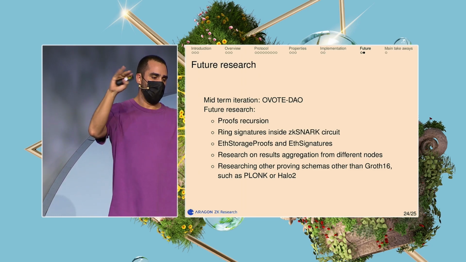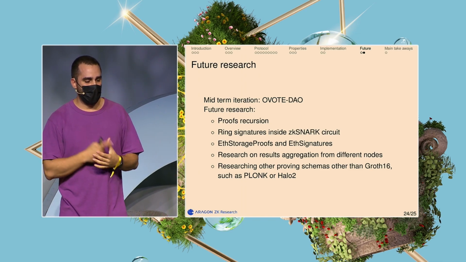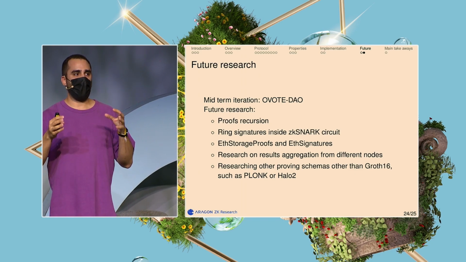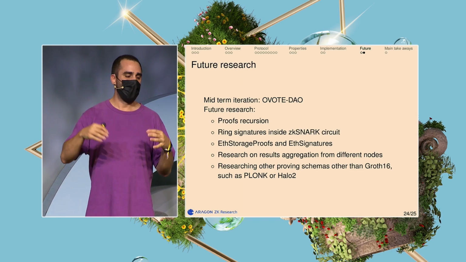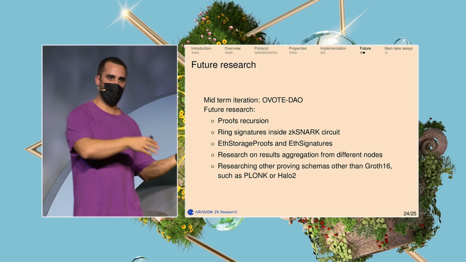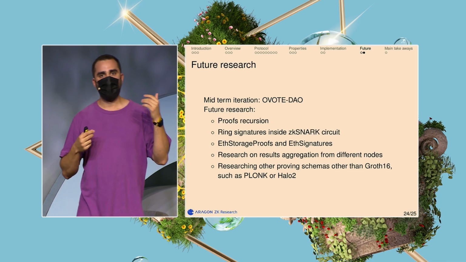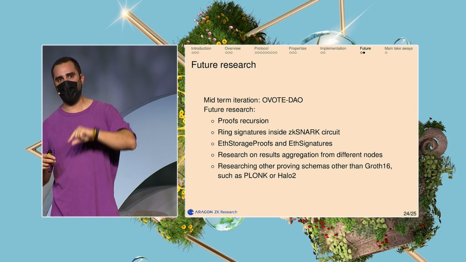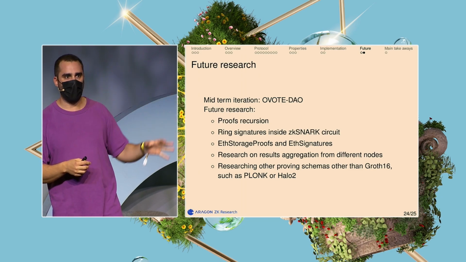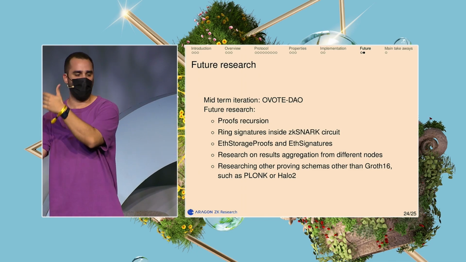Then, as more mid- and long-term research, we have proof recursion and ring signatures inside the SNARK circuit. Ring signatures are what Monero is using, and the idea is that we can also have anonymity inside the circuit. So we could have high scalability, but at the same time privacy. Also, Ethereum storage proofs and Ethereum signatures: this will allow us to prove inside the circuit a census based on the current state of Ethereum. So if you have some tokens on the Ethereum chain, you could prove this directly without any intermediate step.